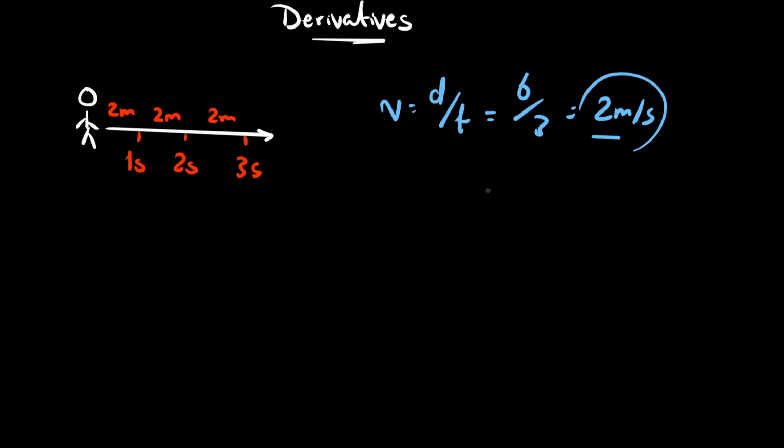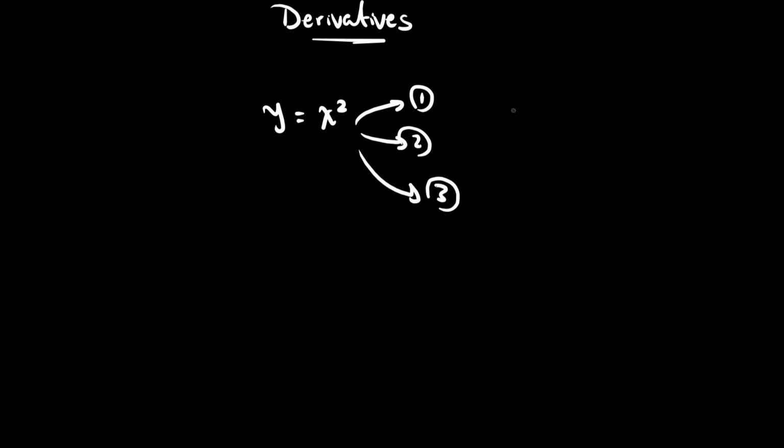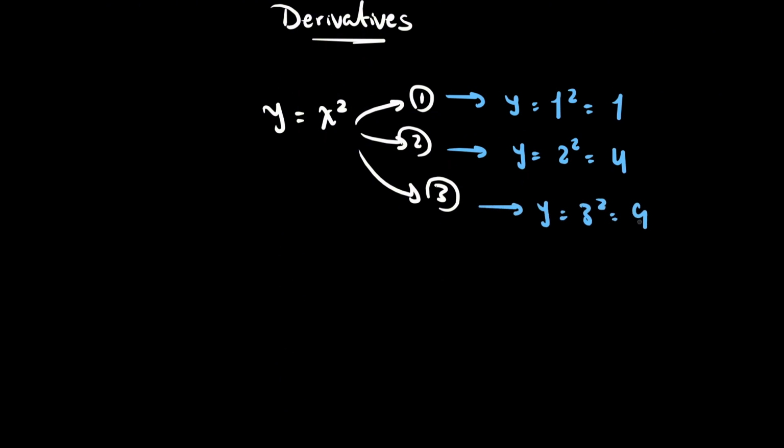What about the derivative? A derivative is like finding how fast you're going based on how your distance is changing over time. Let's look at something simple. Let's say we have this equation, which is y equals x squared. This means if you pick any value for x, let's say 1, 2, and 3, here y is going to be x squared, which is 1 squared equals 1. In this case, it's 4, and in this case, it's going to be 3 squared, which is 9, right?